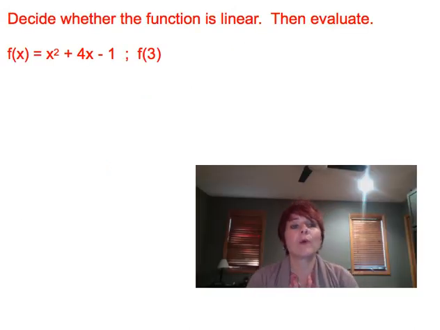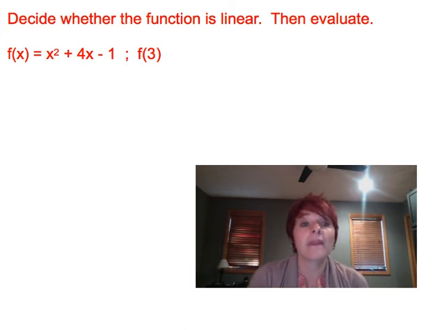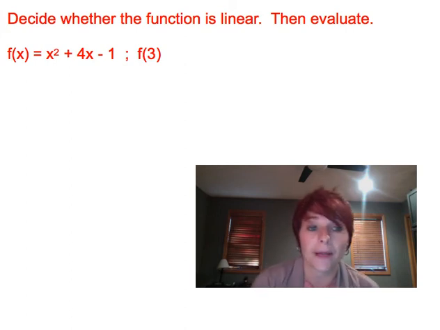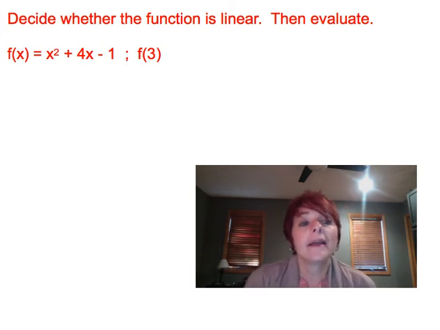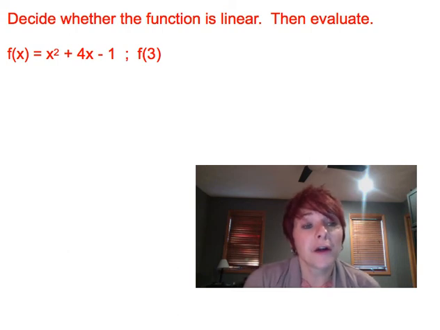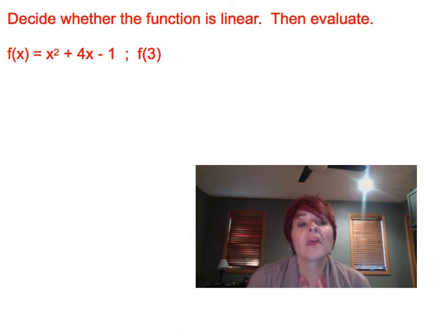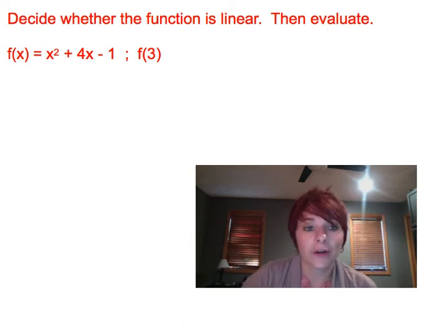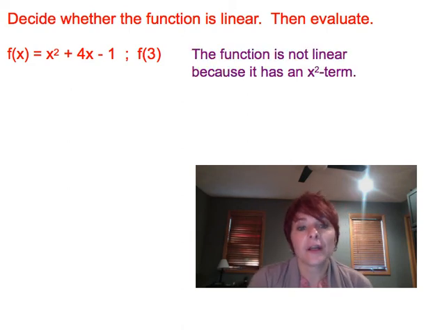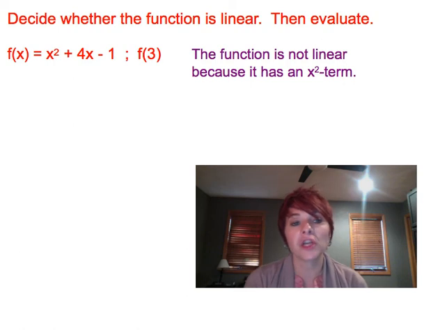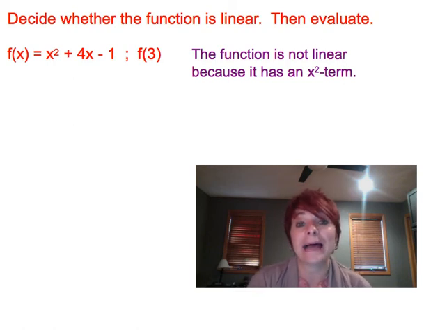Next, we decide whether the function is linear, and then we're going to evaluate f of 3. If you look at that function, f of x equals x squared plus 4x minus 1, that is not linear. And the reason it is not linear is because it has an x squared term. When you have x squared in your function, it's actually going to be a curved graph. So that is definitely not linear.